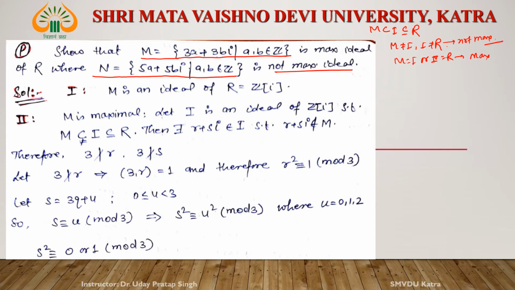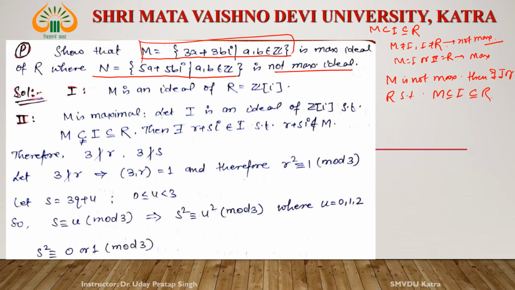Okay, so let us start from capital M. Let us assume I is another ideal. We will see by the contradiction method. Let us assume M is not maximal. Then there exists another ideal, say I of R, such that M is a subset of I, a subset of R.